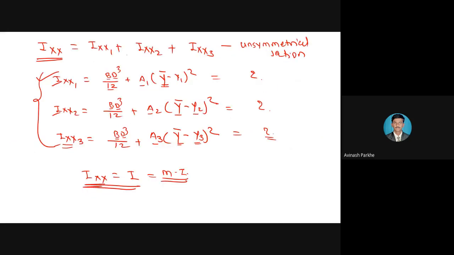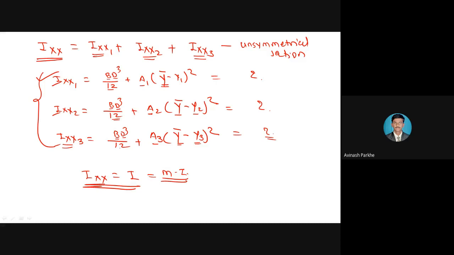And for unsymmetrical section, if I have to calculate the capital I, that is your Ixx is equal to Ixx1 plus Ixx2 plus Ixx3. How to calculate Ixx1? Formula is given. BD cube by 12. बघा स्ट्रक्चर सेम आहे. BD cube by 12 plus A1 in bracket y bar minus y1 bracket चा स्क्वेअर. परत Ixx2 साठी पण स्ट्रक्चर सेम आहे. BD cube by 12. Instead of A1, I have taken A2. Y bar is as it is. Instead of Y1, I have taken Y2.